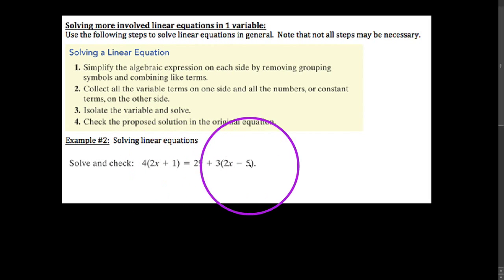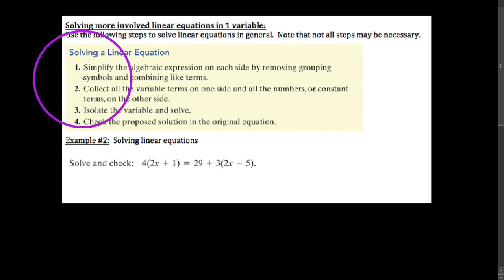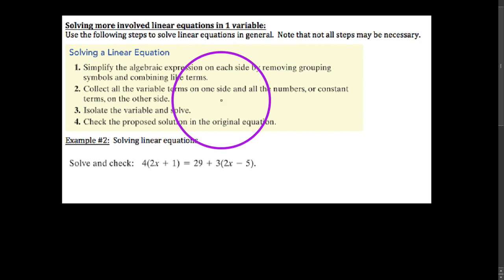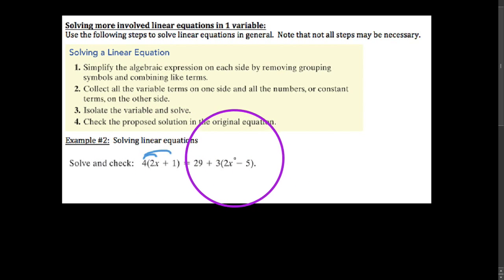You're going to notice this equation down here has x's on both sides, and there's some simplification that needs to be done. But after you simplify both sides, what we're going to do is collect all the variable terms onto one side, and then isolate the variable and solve, kind of like we did up here. So basically, this was already simplified and had all the x's on one side of the equation. This one just doesn't have that yet. So the first thing we'll do is simplify both sides here.